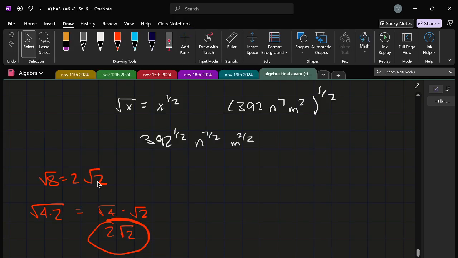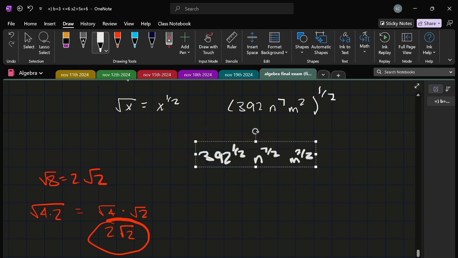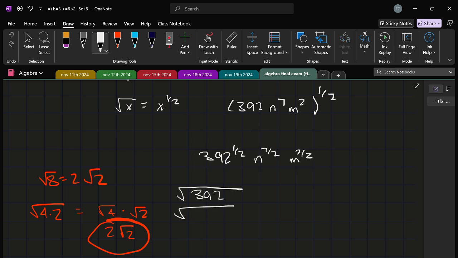So let us think of 392 as, and I'll shift this over here, square root of 392 is the same thing as saying the square root of our factors were 196 times 2. So square root of 196 times the square root of 2. And then I'll leave n to the 7 over 2 over here and m to the 2 over 2 over here. And what's the square root of 196?